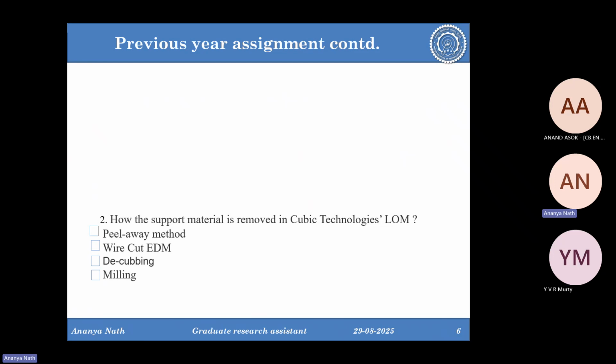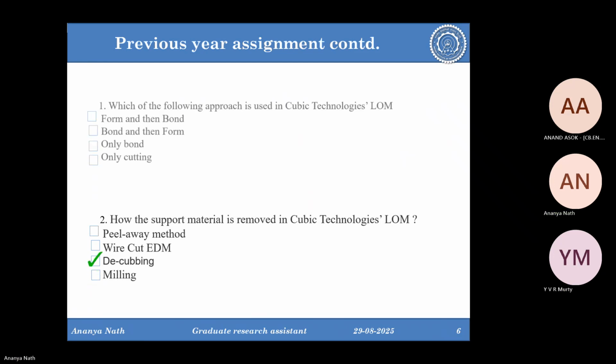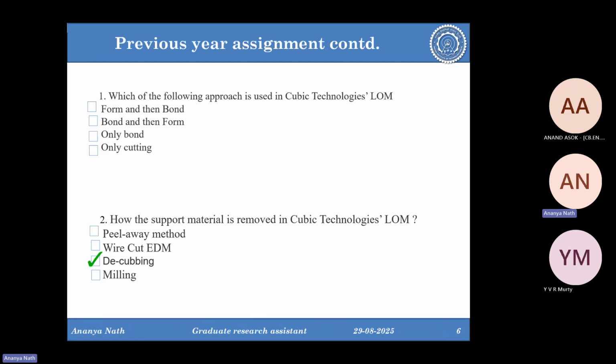How is the support material removed in cubic technology LOM? This is very easy: decubing. Which one of the following approaches is used in cubic technology LOM? Bond and then form. Yes, we are doing decubing, so obviously we are not forming it first. We are bonding the whole thing and then at the end we are cutting the parts away. So bond and form.